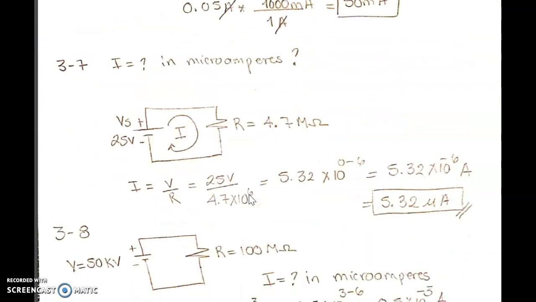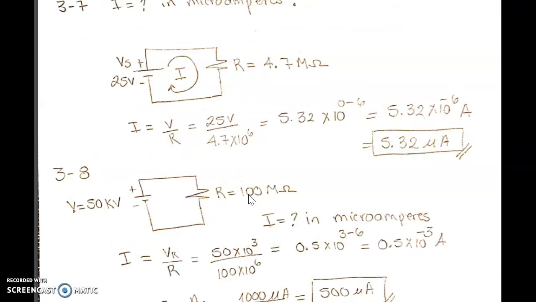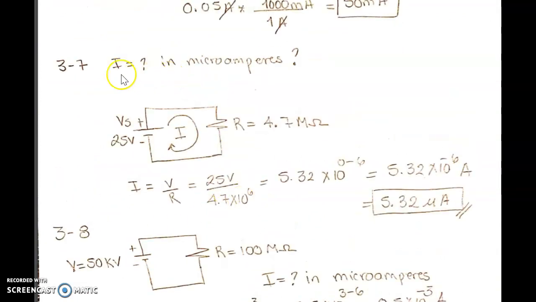In example 3.7, they are asking us to do the same thing, with the difference that now they want the answer in microamperes. So again, we have different quantities, the same circuit, and we are looking for current again. So we have 25 divided by 4.7 mega ohms. We replace the mega by its equivalent, which is 10 to the power of 6. We divide the 25 by 4.7, we get 5.32.